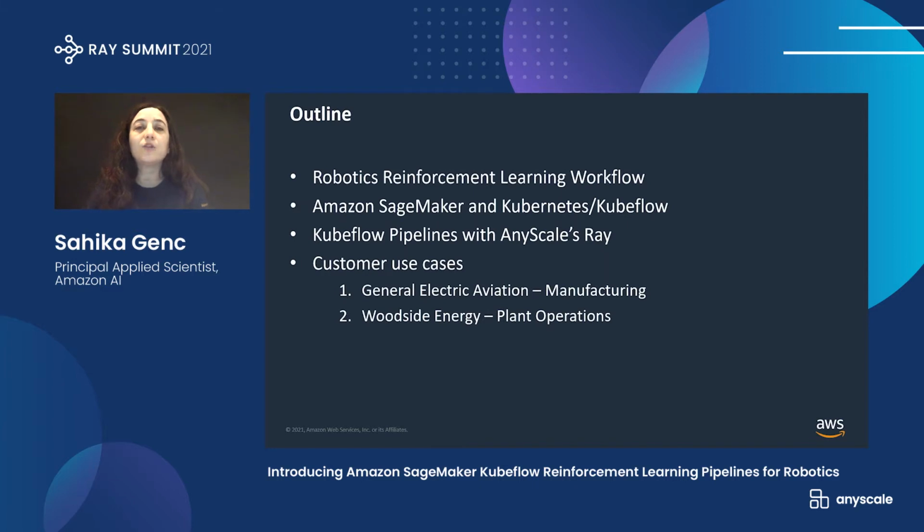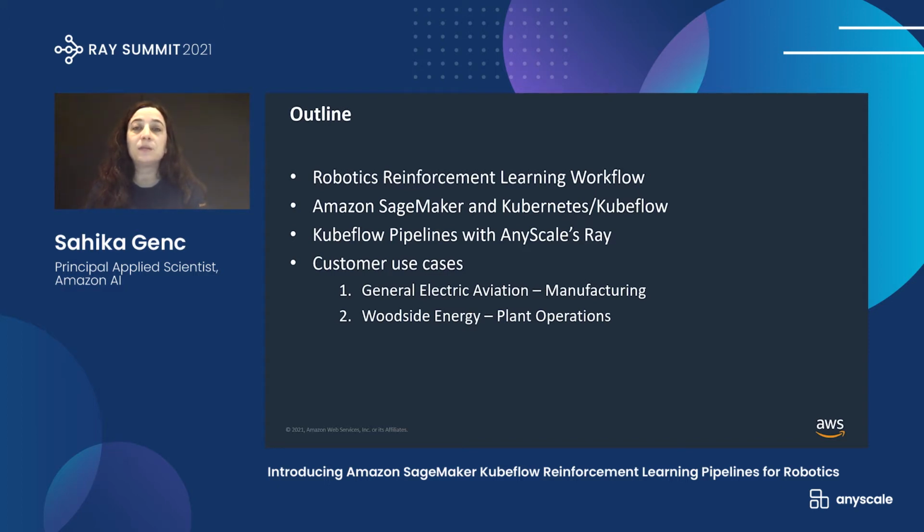Here is the outline of my talk. I'm going to give you a little bit of the story behind how robotics will be using reinforcement learning workflows in order to learn complex behavior. Then I'm going to talk about how you can use Amazon SageMaker with Kubernetes operators and Kubeflow pipelines. And finally, we're going to look at how Anyscale's Ray can be integrated into these components, such as Kubeflow and Amazon SageMaker. And then we're going to complete with our customer use cases.